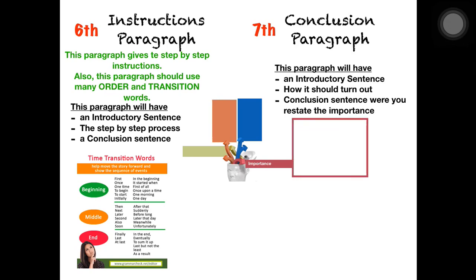An example of restating the importance for the how to make an electrical circuit example would be a complete loop where electrons flow through something like a computer is necessary for electricity. Okay, we are going to restate that important fact. So that is step 7, your conclusion paragraph. Just simply an introductory sentence, how it should turn out, and conclusion sentence where you restate that importance.